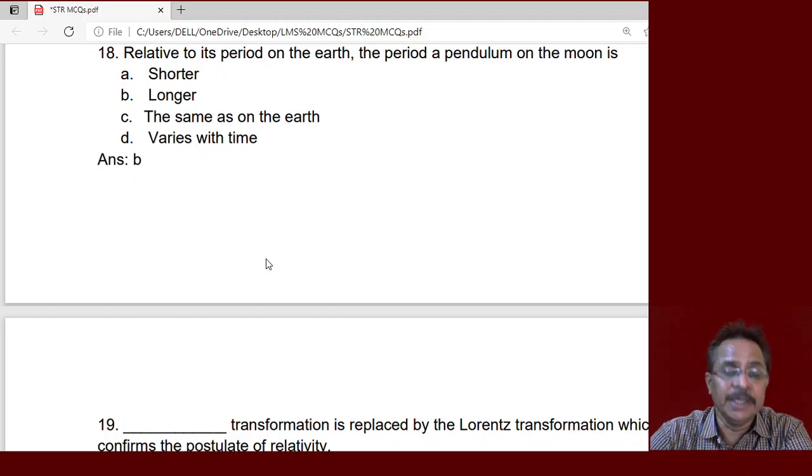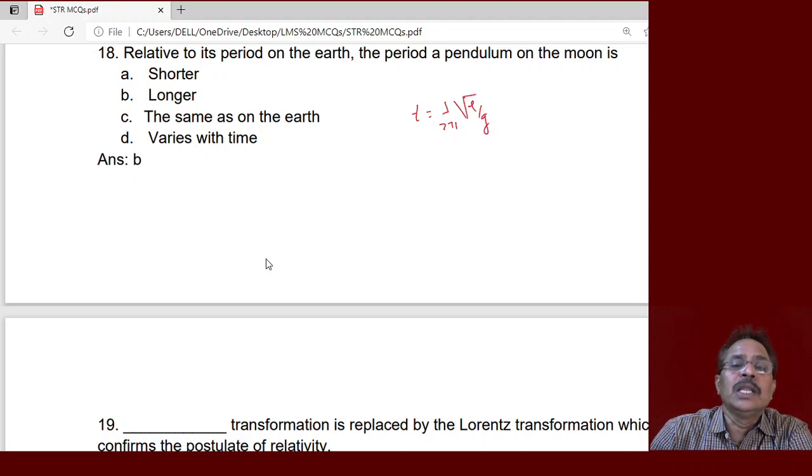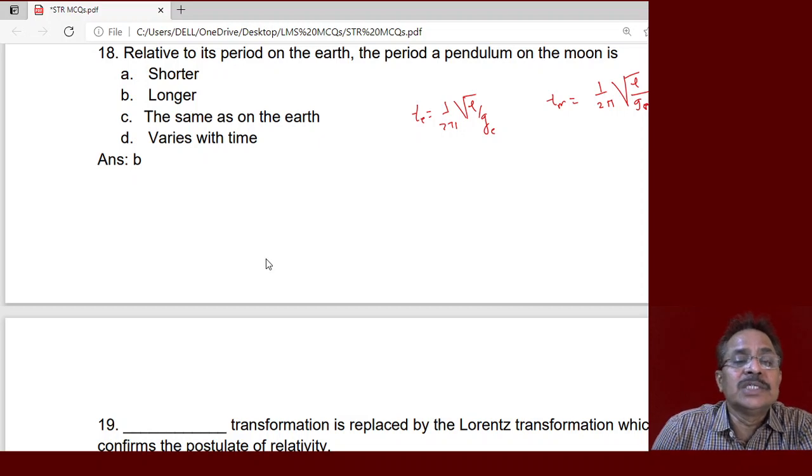Question number 18: relative to its period on the earth, the period of the pendulum on the moon is what? This period is given by T equals 2π root of L upon g. Now the same pendulum, if kept on the surface of the earth, gives g_E and T_E. If kept on the surface of the moon, it gives T_M, the period on the moon, which is also 2π root of L upon g_M. L will be just the same, and now this will be g_M.